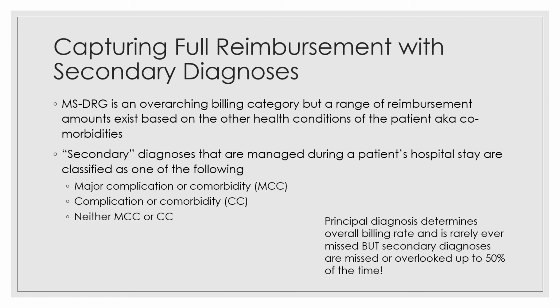Capturing full reimbursement with secondary diagnoses. MS-DRG is an overarching billing category, but a range of reimbursement amounts exist based on the other health conditions of the patient, also known as comorbidities. Secondary diagnoses that are managed during a patient's hospital stay are classified as one of the following: a major complication or comorbidity, MCC, a complication or comorbidity, CC, or neither MCC nor CC. Principal diagnosis determines overall billing rate and is rarely missed, but secondary diagnoses are missed or overlooked up to 50% of the time.